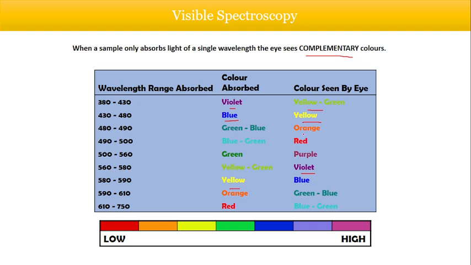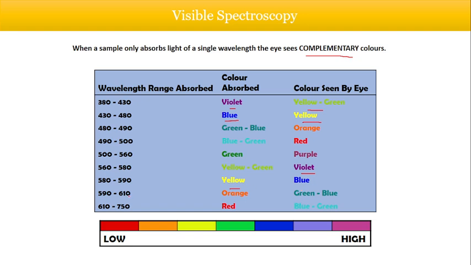and we are seeing it as orange. Then at 490 to 500, the color absorbed is blue green and the color seen by our eye is red. Whereas at 500 to 560, the color absorbed is green and the color seen by our eye is purple. At 560 to 580, the color absorbed is yellowish green, but the color seen by our eye is violet. At 580 to 590, the color absorbed is yellow and then the color seen by our eye is blue.